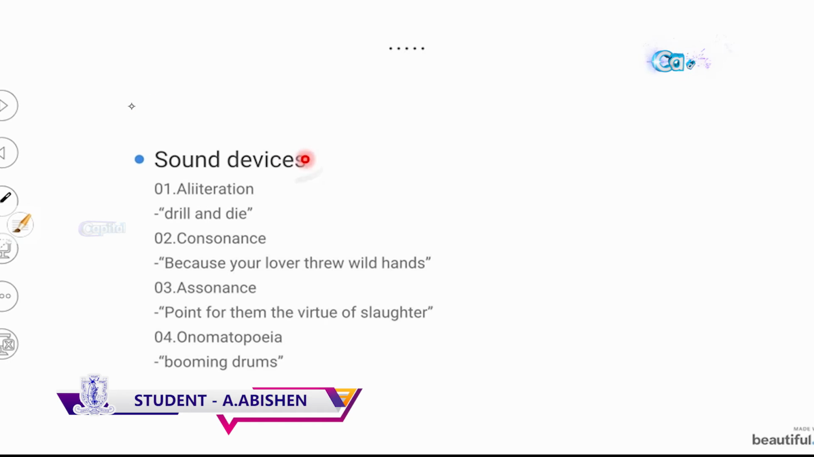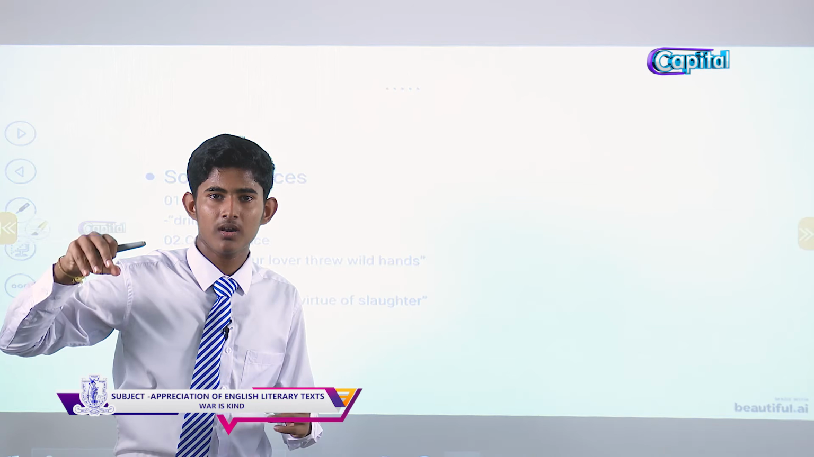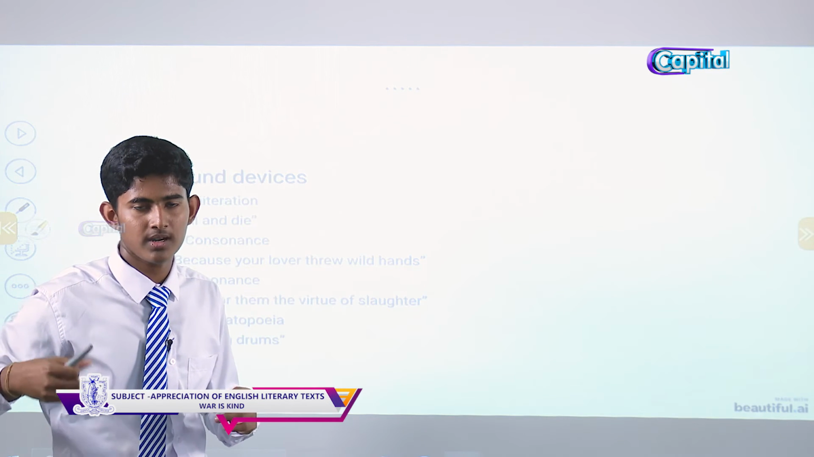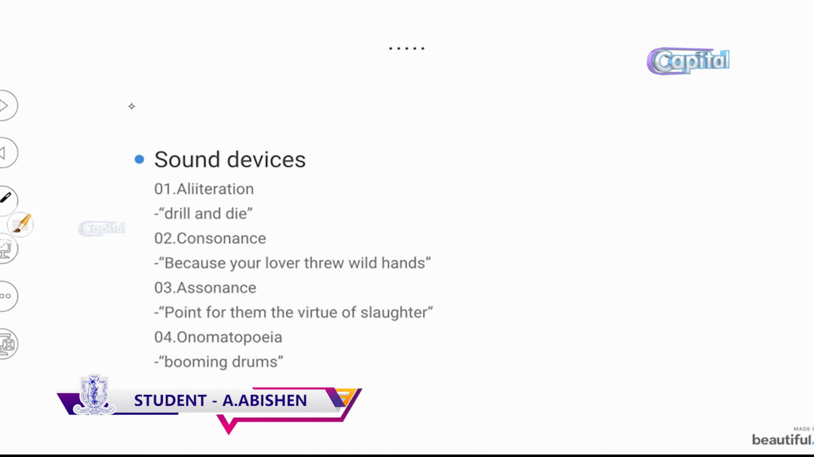Then the sound devices, alliteration, consonance, assonance and onomatopoeia. Alliteration, the initial sound of the word starts with a consonant sound, such as drill and die. The dr sound is repeated. Then consonance, the consonant sounds are repeated, as in to allow through wild hands, right hands towards the sky. The r sound is repeated here.